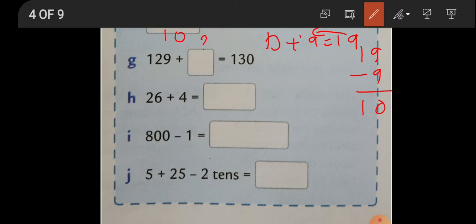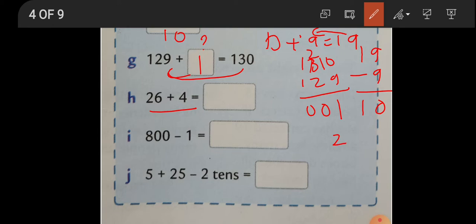Again the second box is not given. Again do 130 minus 29. 130 minus 29. Here 0 minus 9 you cannot do. Take 1 from 3. It becomes 10 minus 9, which will give you 1. Okay, 2 minus 2, 0. So 1 is the answer. Here simply addition. So 26 in mind, 4 fingers up. Forward counting after 26: 27, 28, 29, 30. You will get 30.